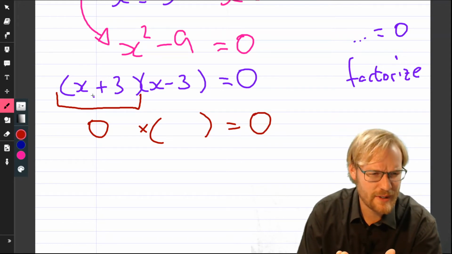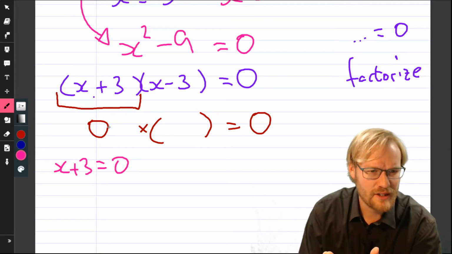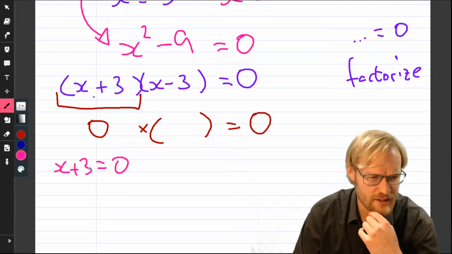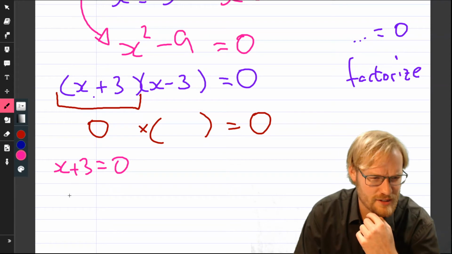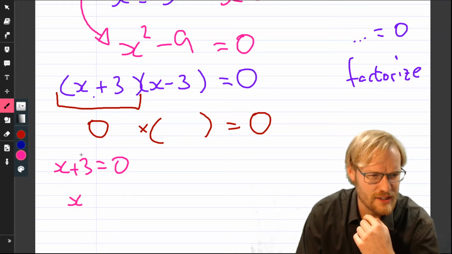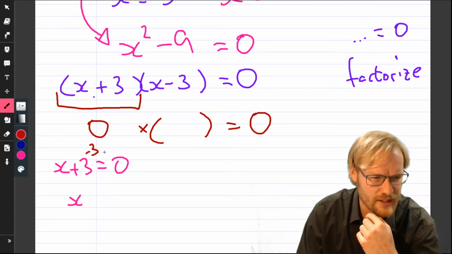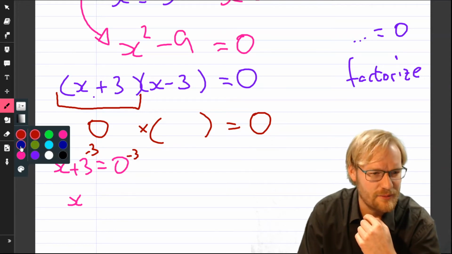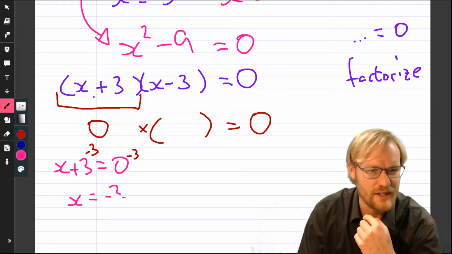So in other words, if we made this bracket 0 as our one option, if x plus 3 equals 0, then 0 times the other bracket, no matter what it is, will be 0. So there's our one solution. So in this case, if x plus 3 equals 0, well, we could subtract 3 from that side, so we just got x. What you do on one side, you do on the other. So x equals minus 3.